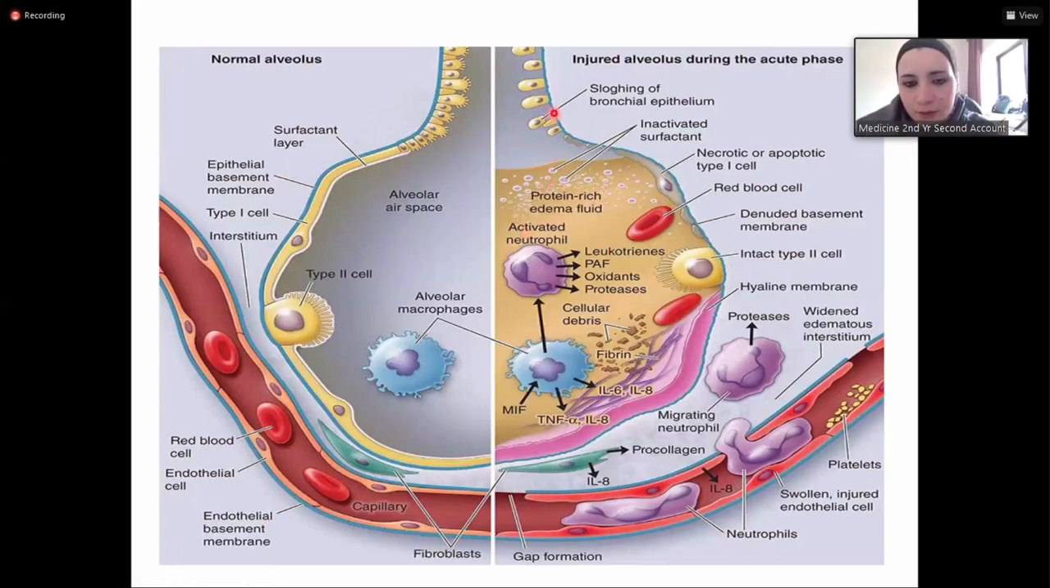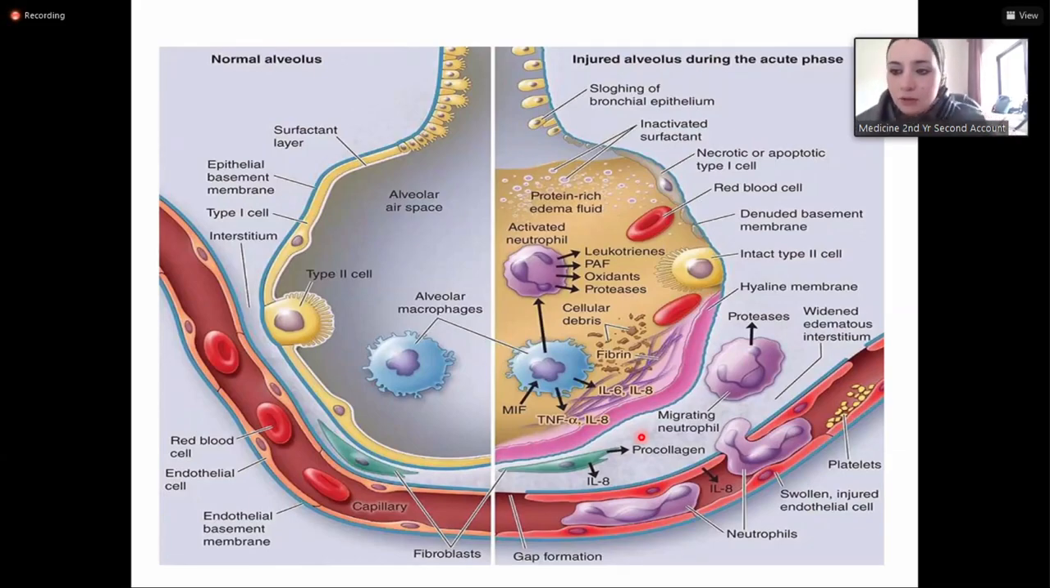This is a schematic representation of what happens with diffuse alveolar damage or in the acute respiratory distress syndrome. The main abnormality is an imbalance between the pro-inflammatory mediators and the anti-inflammatory activity. Basically, it starts with inflammation, due for example to pneumonia, say COVID-19, where the virus enters into the lung, the alveoli, and induces an inflammatory response.